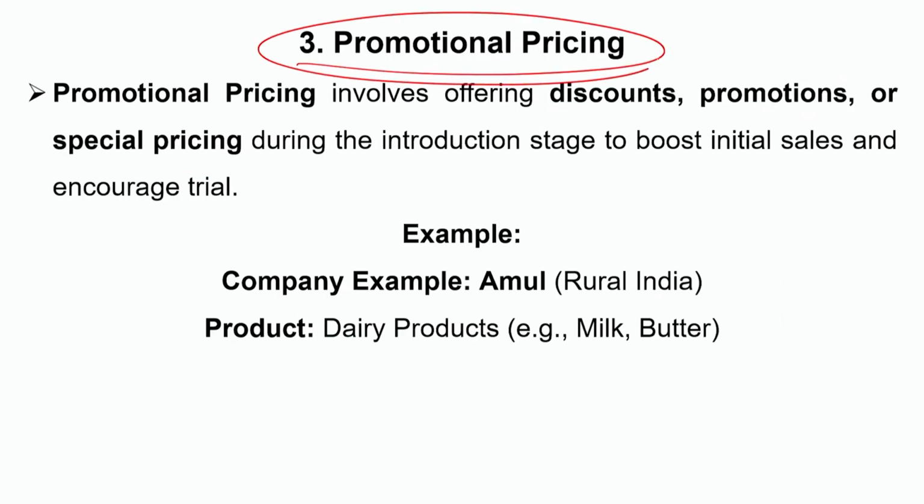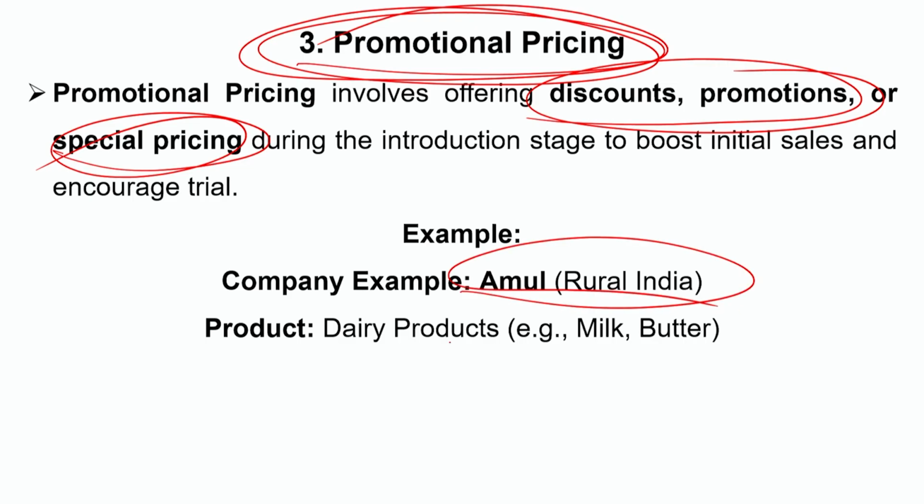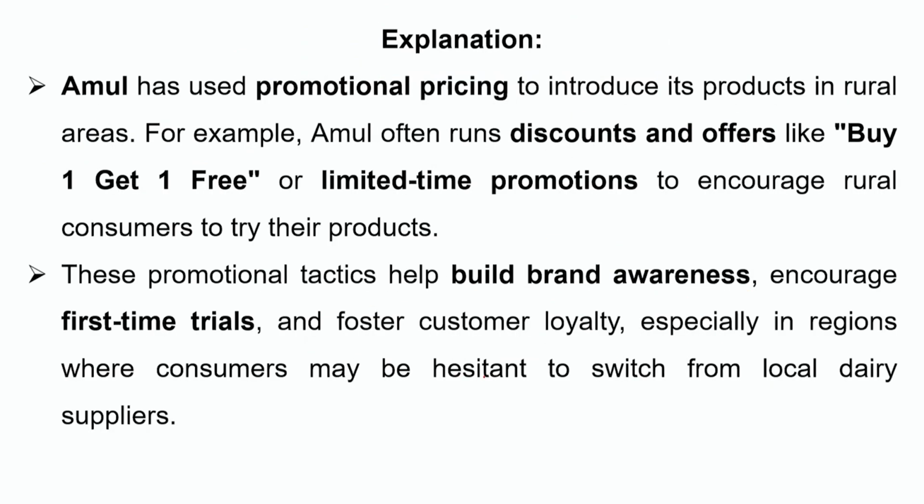Third is promotional pricing. What is this? It involves offering discounts, promotions and special pricing. Buy one, get one free. Okay? Discount. If you buy this 1 kg packet, you will get 20 rupees of discount. These are some techniques that can be used in this. Amul has used this in dairy products. They have used these techniques. They say buy one, get one free.